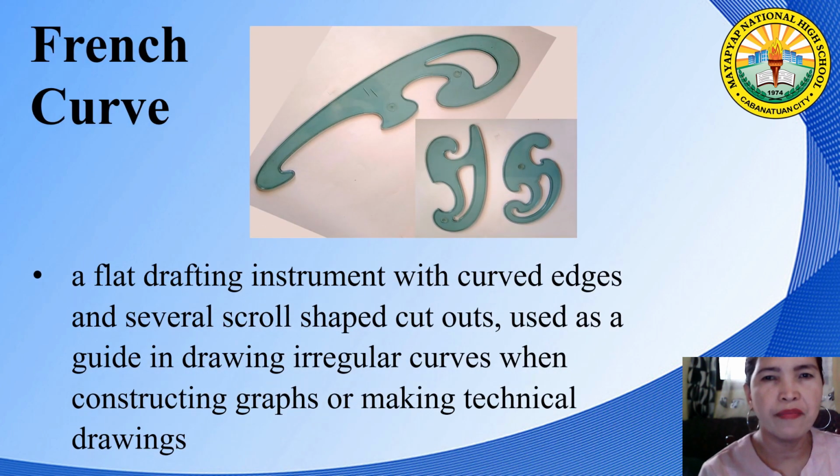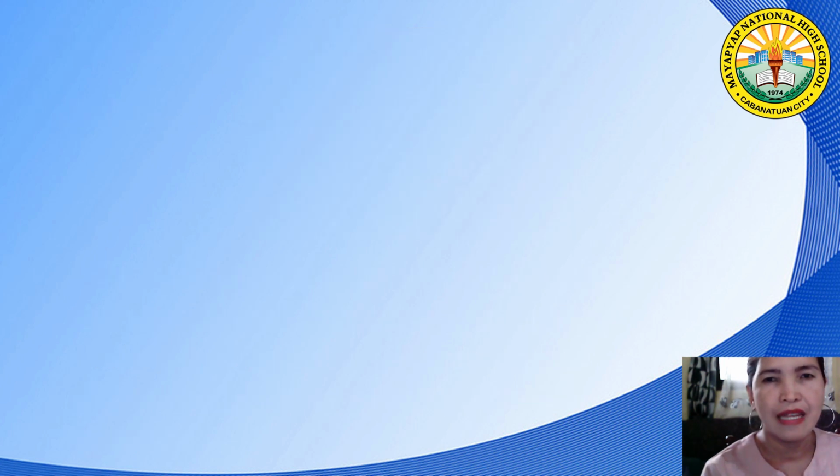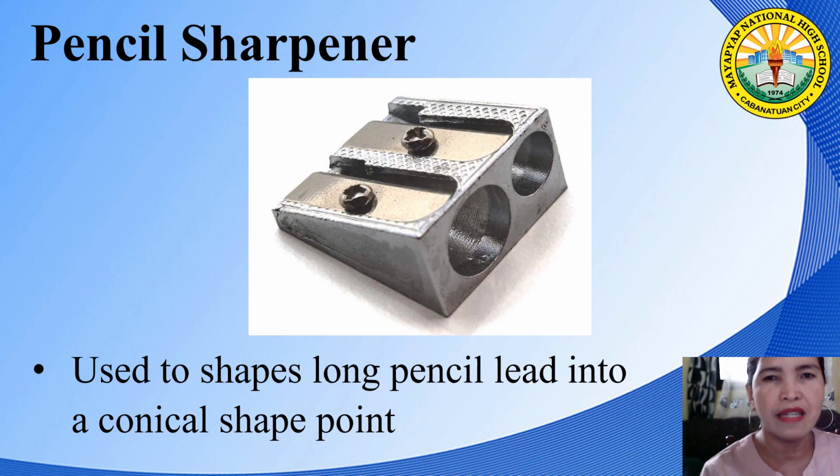The next is the French curve, a flat drafting instrument with curved edges and several scroll-shaped cutouts, used as a guide in drawing irregular curves when constructing graphs or making technical drawings. The next is the pencil sharpener. It shapes long pencil lead into a conical shaped point.